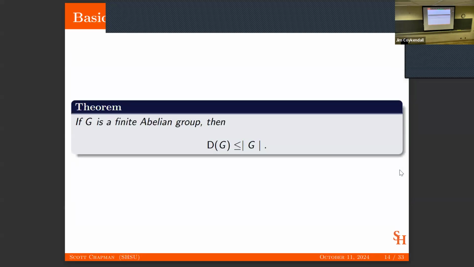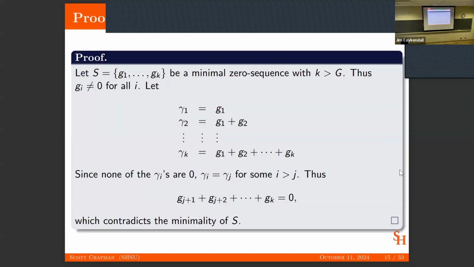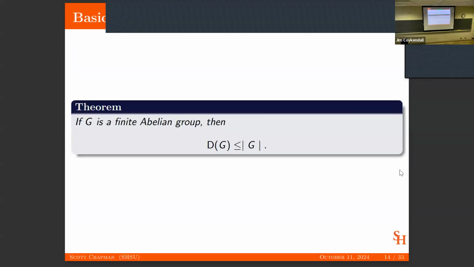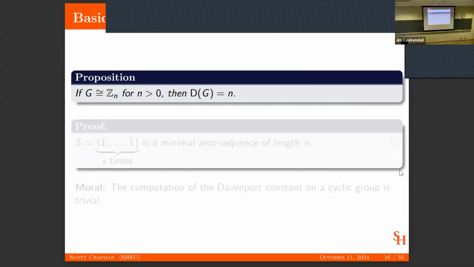So you see that and you think, oh, this can't be so hard, right? The order of the group's the upper bound. And look, the proof's really simple. It could be like problem 2 on the Davenport constant test. Okay. But first of all, this opens the door for some really simple observations. For a cyclic group, the Davenport constant is what? n. Why? Well, because the Davenport constant is less than or equal to n, and 1, 1, 1, 1, 1, n times is a what? Minimal 0 sequence. So the Davenport constant of a cyclic group is the order of the group.